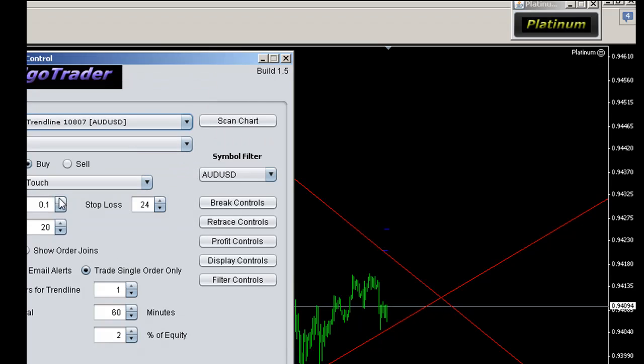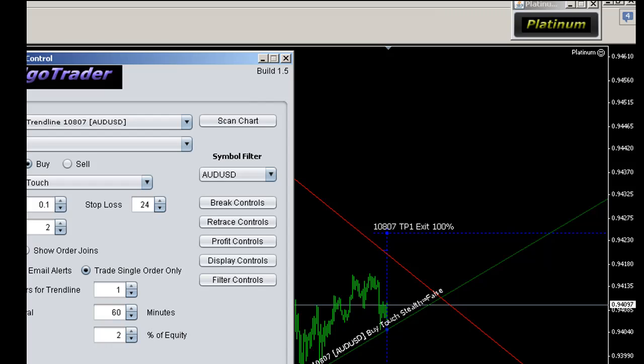So we're going to configure that to be a buy touch, and we're going to give it a sensitivity of 2 pips. Show the trigger grid, click save, and we can now see our stops and take profit levels represented on the chart.